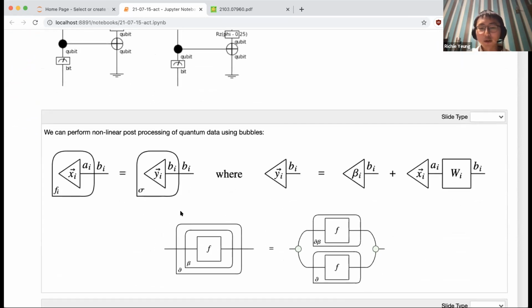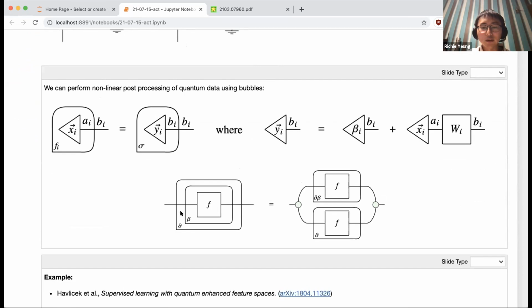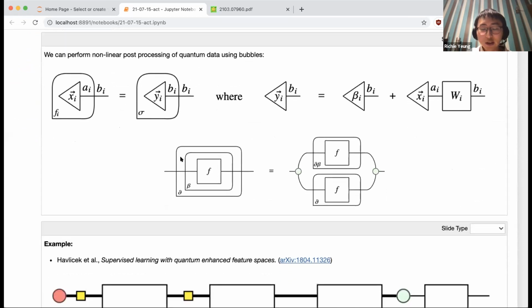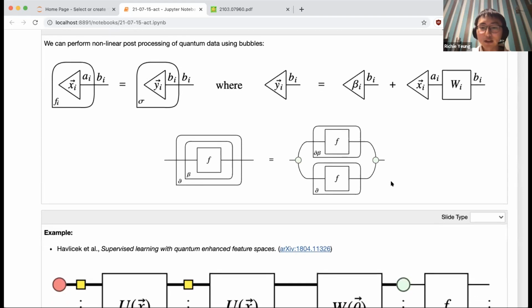Oh yeah, so to do post-processing, you can use these bubbles again. Previously we used bubbles to differentiate diagrams, but here you can actually think of bubbles as post-processing. In particular, I know it's not very clear, but the sigma represents an activation function. And to differentiate through the bubble, you need to do this, which represents element-wise multiplication.